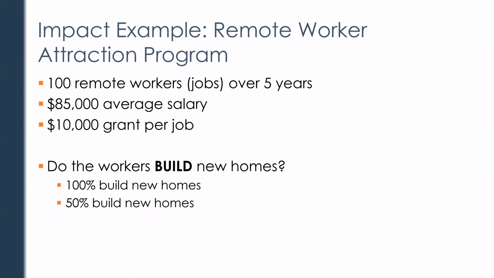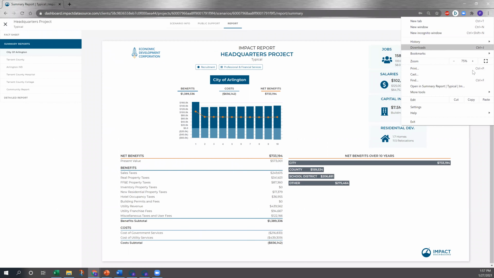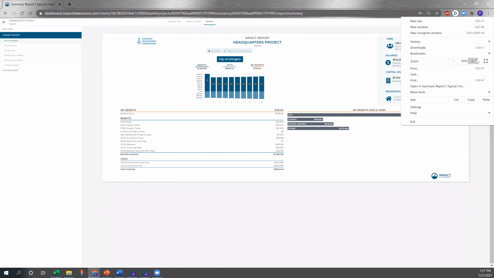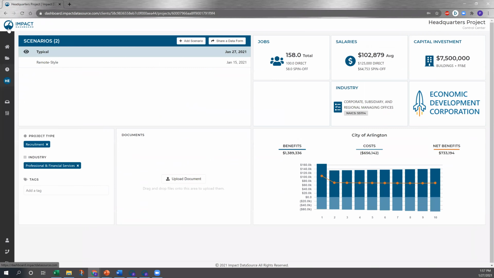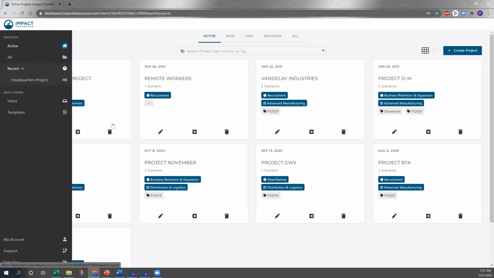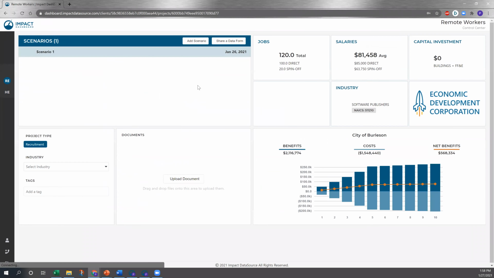One of the key factors we're going to look at in this one is whether or not the workers build new homes, or maybe not necessarily build, but we give them credit, quote unquote, for the taxes that are generated by the property there. So I'm going to switch over to our model again. I'm going to fix our zoom, sorry, go back to 100%. I'm going to go out to my projects and pull up my remote workers.